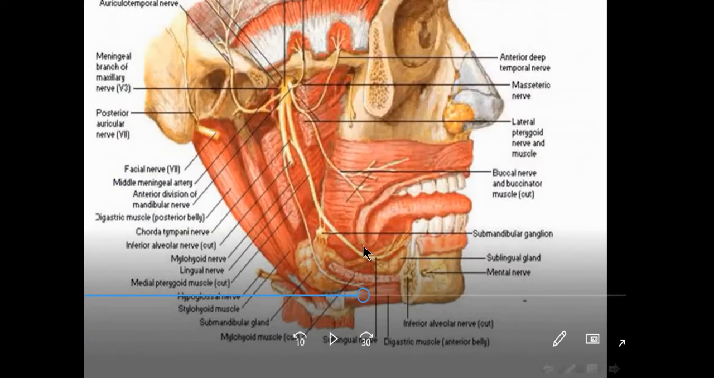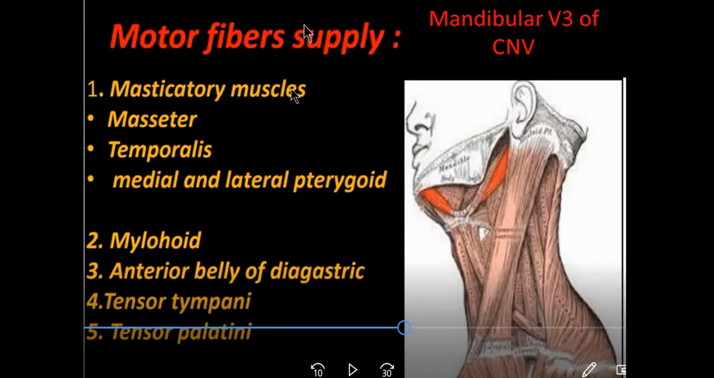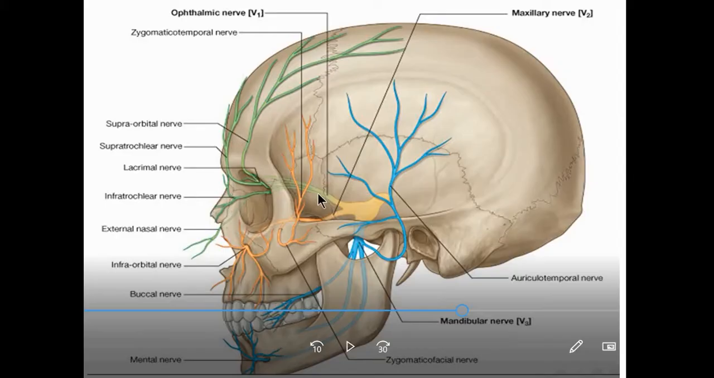This close-up view shows the picture in detail of the mandibular nerve. The motor supply of the mandibular nerve, V3 of cranial nerve 5: the muscles of mastication, the masseter, temporalis, medial and lateral pterygoid, and the mylohyoid, anterior belly of digastric muscle, tensor tympani muscle, tensor veli palatini muscle. All of these branches are motor fibers for these muscles.